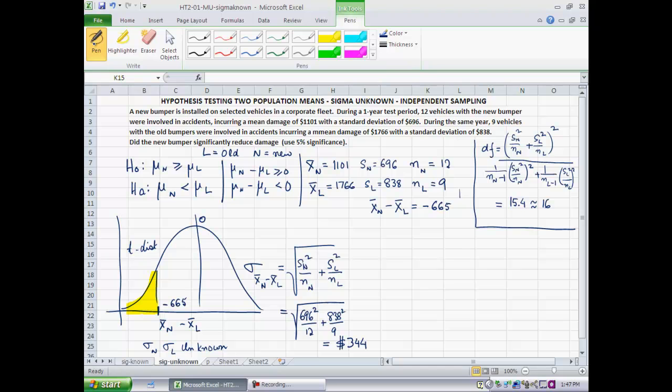But of course, we won't know if this difference of $665 is large enough for us to say, yes, this is quite extreme, it didn't occur by chance, until we standardize this number and see how far is far indeed.